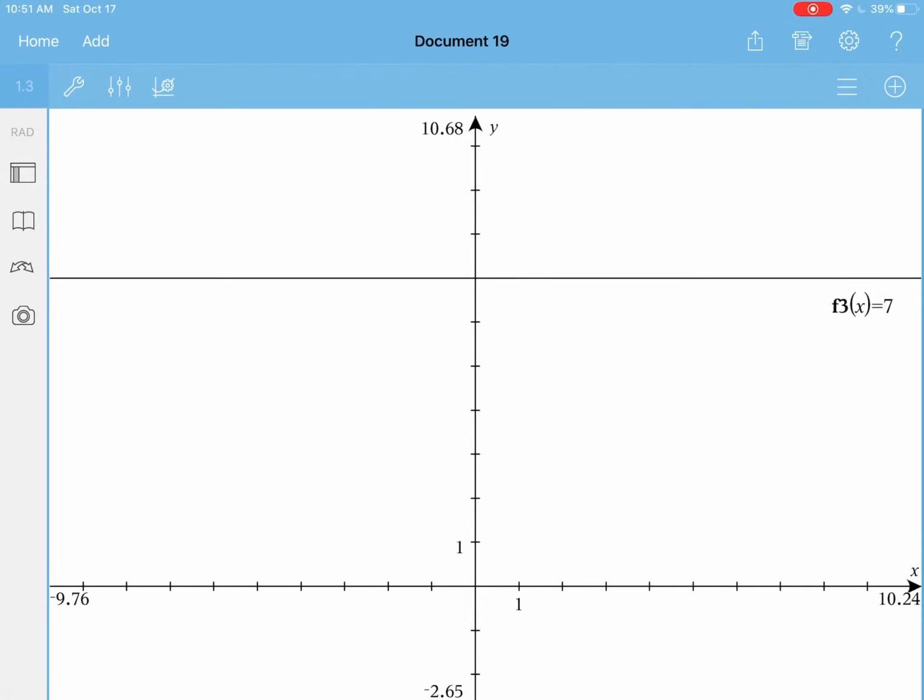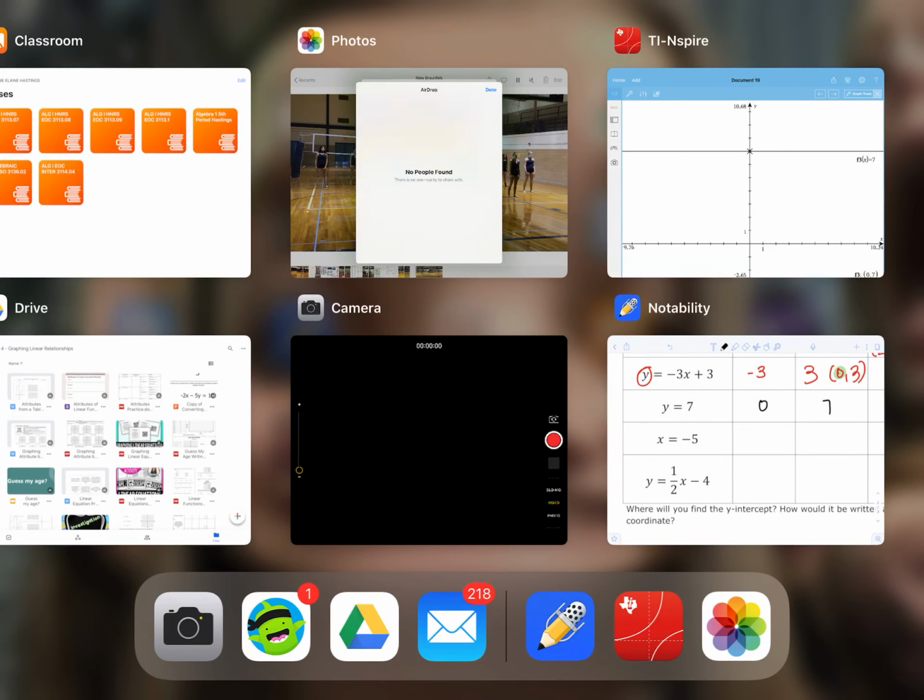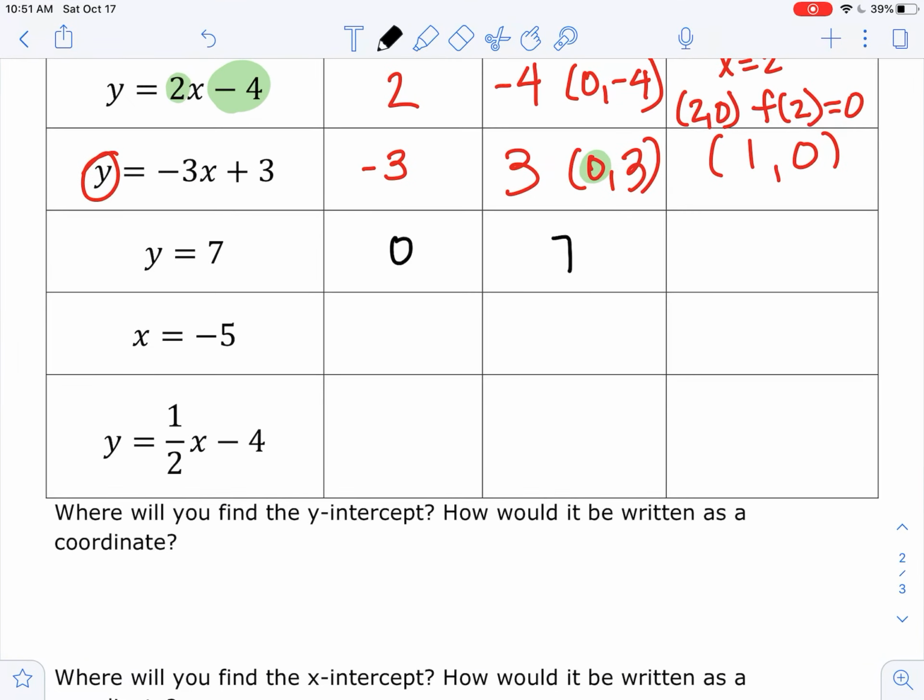Notice how it doesn't have a slope at all, but it does hit our y-intercept, and I can do the trace tool as well. It does hit our y-intercept right there at 0, 7. But does it have an x-intercept? Nope, it doesn't. Because it's a horizontal line, it's crossing the y-axis, but it's not crossing the x-axis at all. So there is no x-intercept. Okay, let's take a look at the next one.